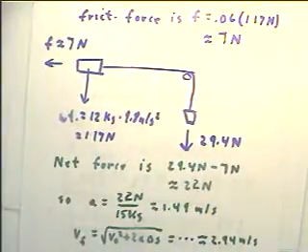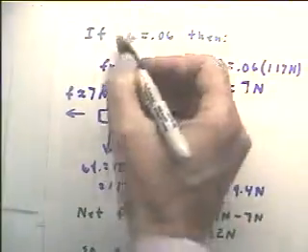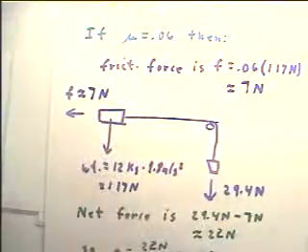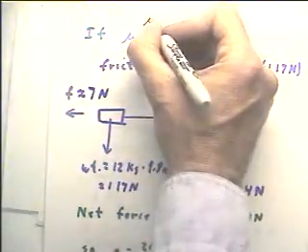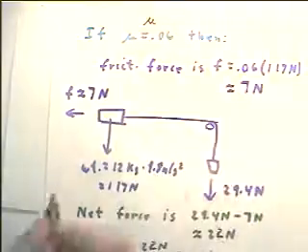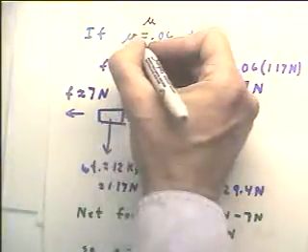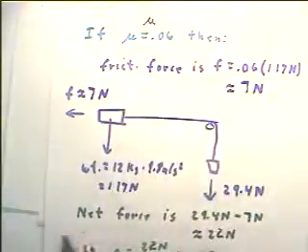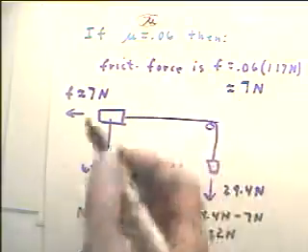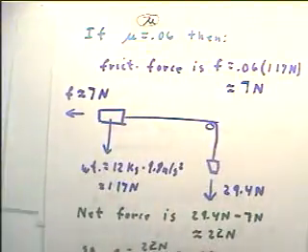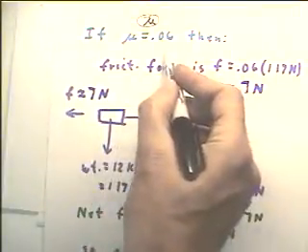Another variation on the problem is to assume a frictional force. Now this small mu, this Greek letter mu, let me write. Okay, it looks just like that. This one could be improved upon a little bit. Okay, mu is 0.06.